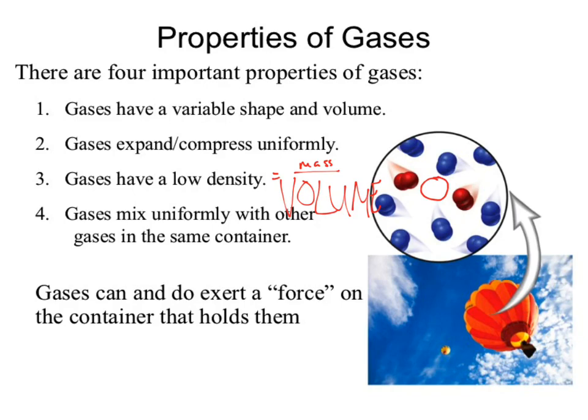Gases mix uniformly with other gases in the same container. This is kind of an assumption that we're making, and it works pretty well. So if I take two gases and put them into the same container, they just mix. Why would they mix uniformly? How much white space is there? Lots, which means the gases are just going to move constantly through each other, and they will mix as a uniform solution.